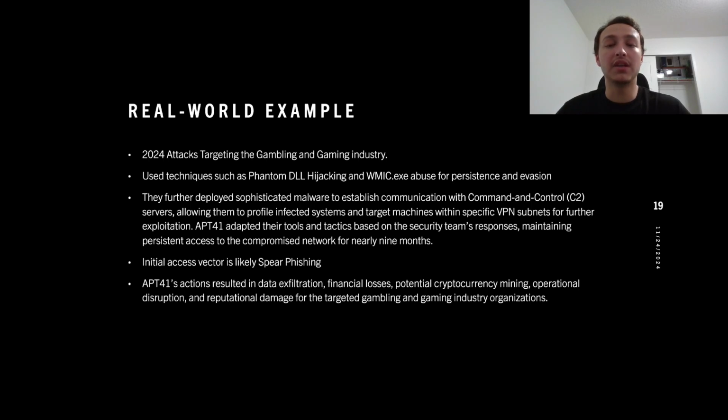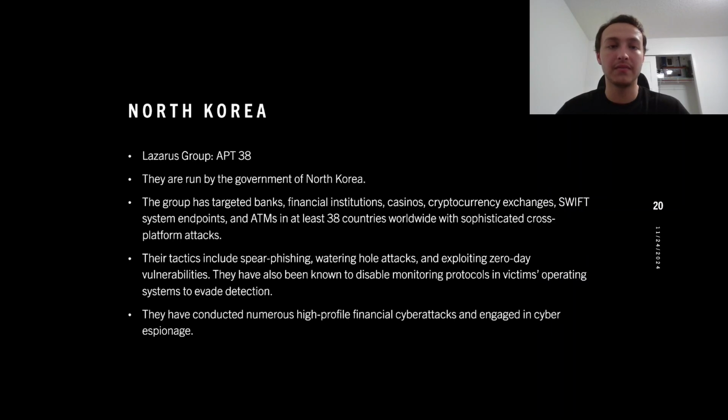They established communication with their own C2 servers, infected systems within VPN subnets, and expanded their tools and tactics based on the security team's responses to maintain persistent access. They maintained the access for nearly 9 months. The initial access vector is likely spear phishing, which we will also talk about later on. Their actions resulted in data exfiltration, financial loss, potential cryptocurrency mining, operational disruption, and reputational damages for the targeted gambling and gaming industry organizations.